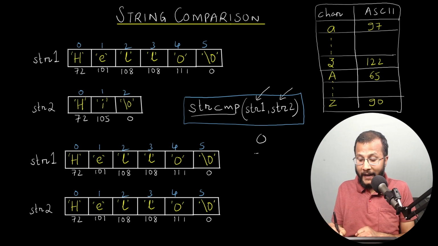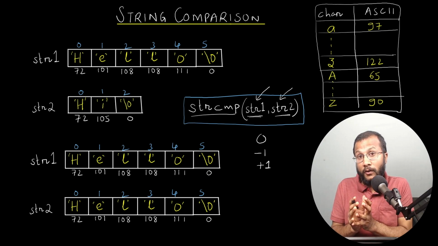It returns -1 or a negative number if the first string is less than the second string, that is str1 is less than str2, it returns a negative number -1. And if the first string str1 is more than the second string str2, it returns a positive number +1. This is how a string comparison function works in the header file string.h.